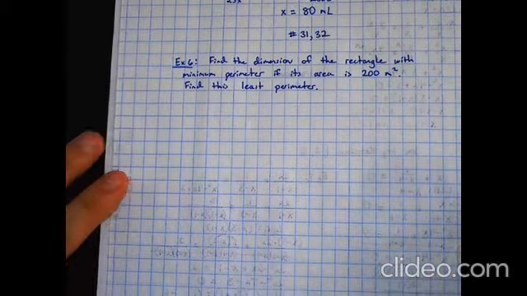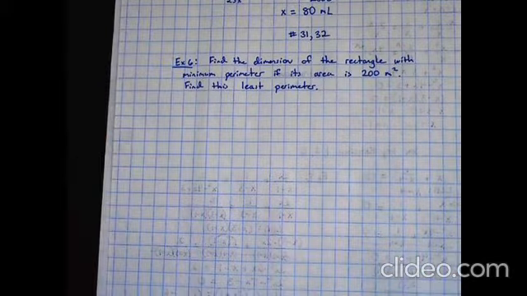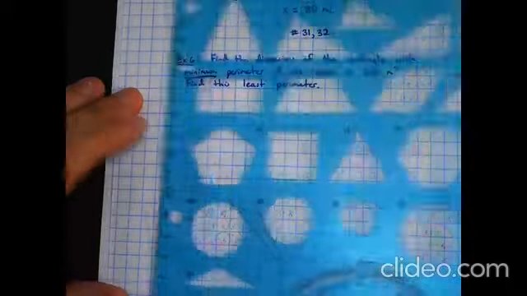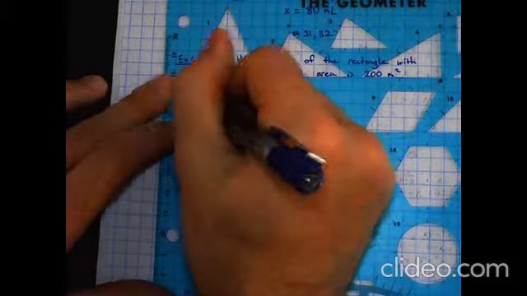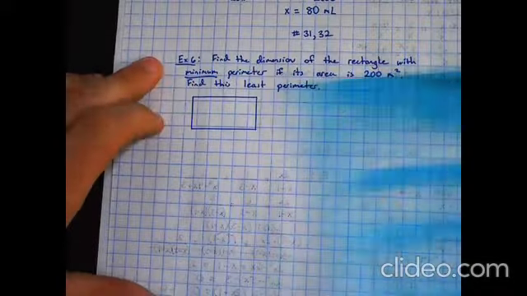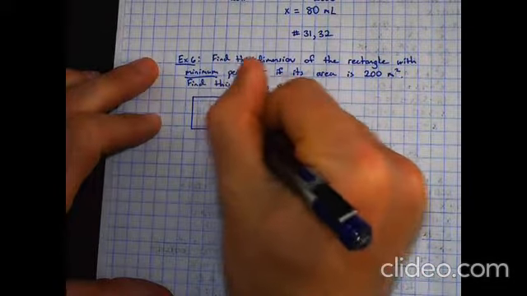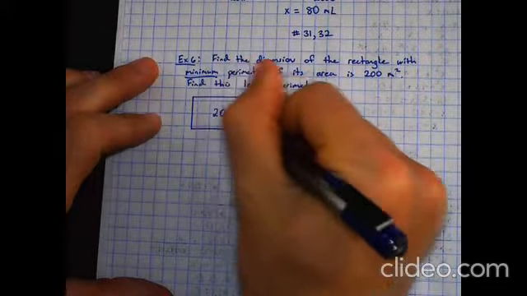Last example. We're going to do example 6. This is finding a minimum perimeter. So we want to find the dimensions of the rectangle with a minimum perimeter if its area is 200 meters squared. So we got a visual aid here. It's a rectangle, and we know that its area is 200 meters squared. Now we all know the area of a rectangle is length times width. So let's give this length, let's give this width, and plug in 200 for the area.